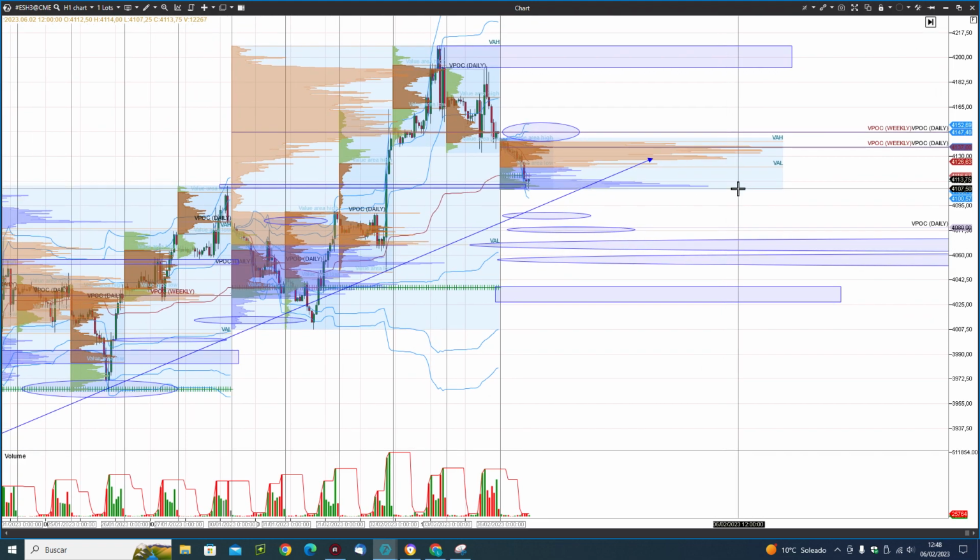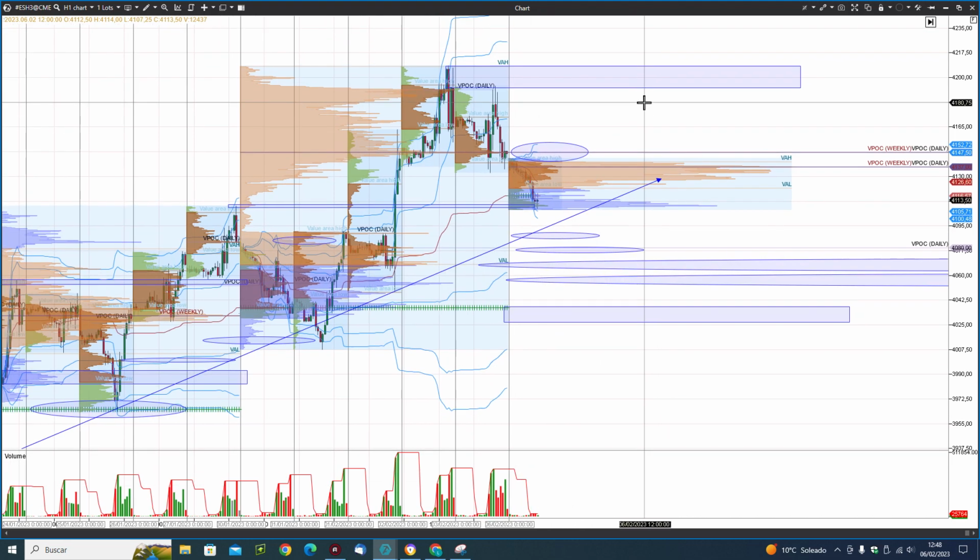4,069. Talking about higher targets, the most important is filling this gap, this opening week gap, and weekly and daily naked VPOCs about 4,146. The highest one would be this price action zone, the maximum of Thursday and Friday of last week.